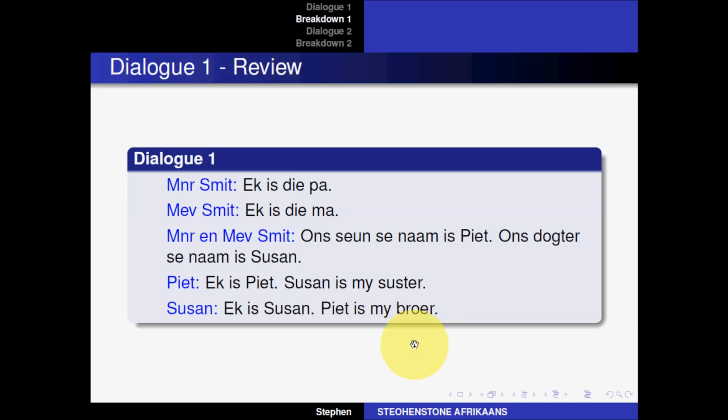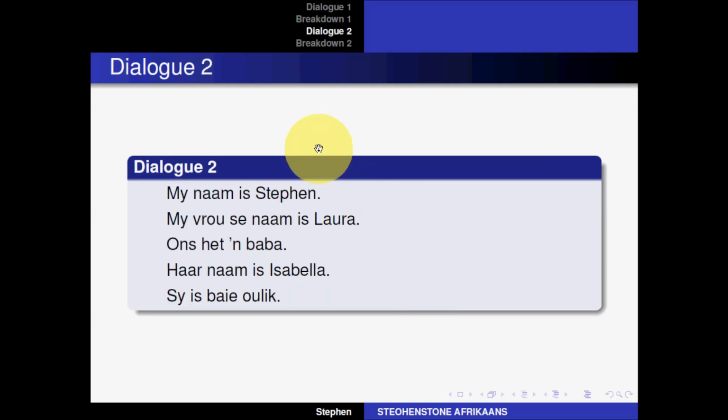Okay, so let's move on to the second dialogue. Again, I'll just read the whole thing and then we'll look at it one sentence at a time.